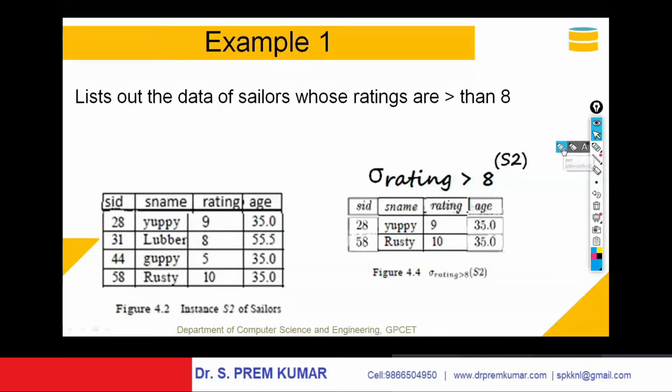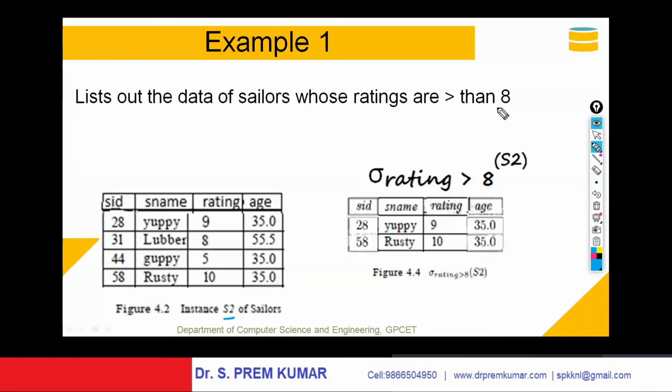Suppose this is a relation. Dear students, all of you be alert. We are going to evaluate some queries using relational algebra. List out data of sailors whose ratings are greater than 8. You have sailor ID, sailor name, ratings, and age. This is a sailor table. Let me call it S2. S2 is the sailor table with sailor ID, sailor name, ratings, and age.